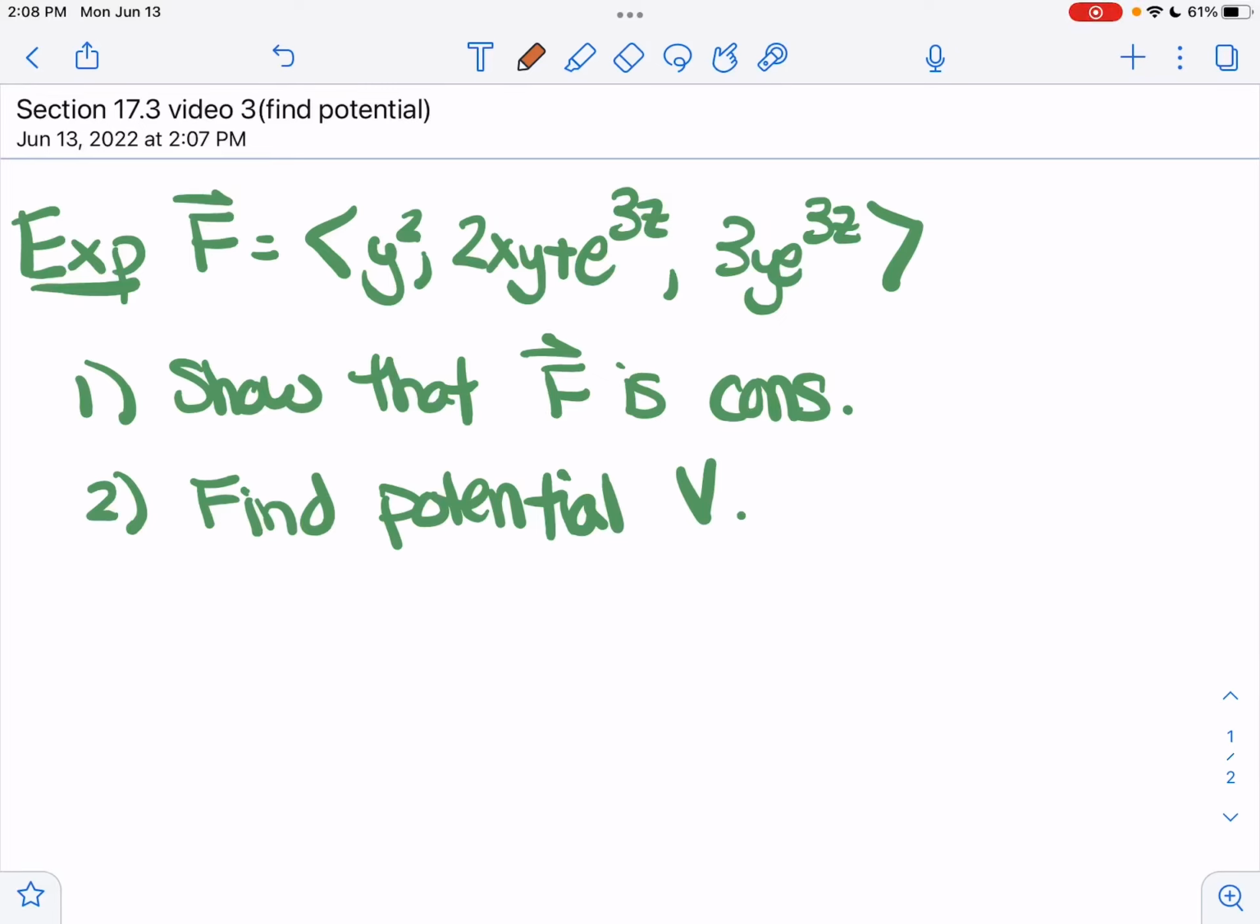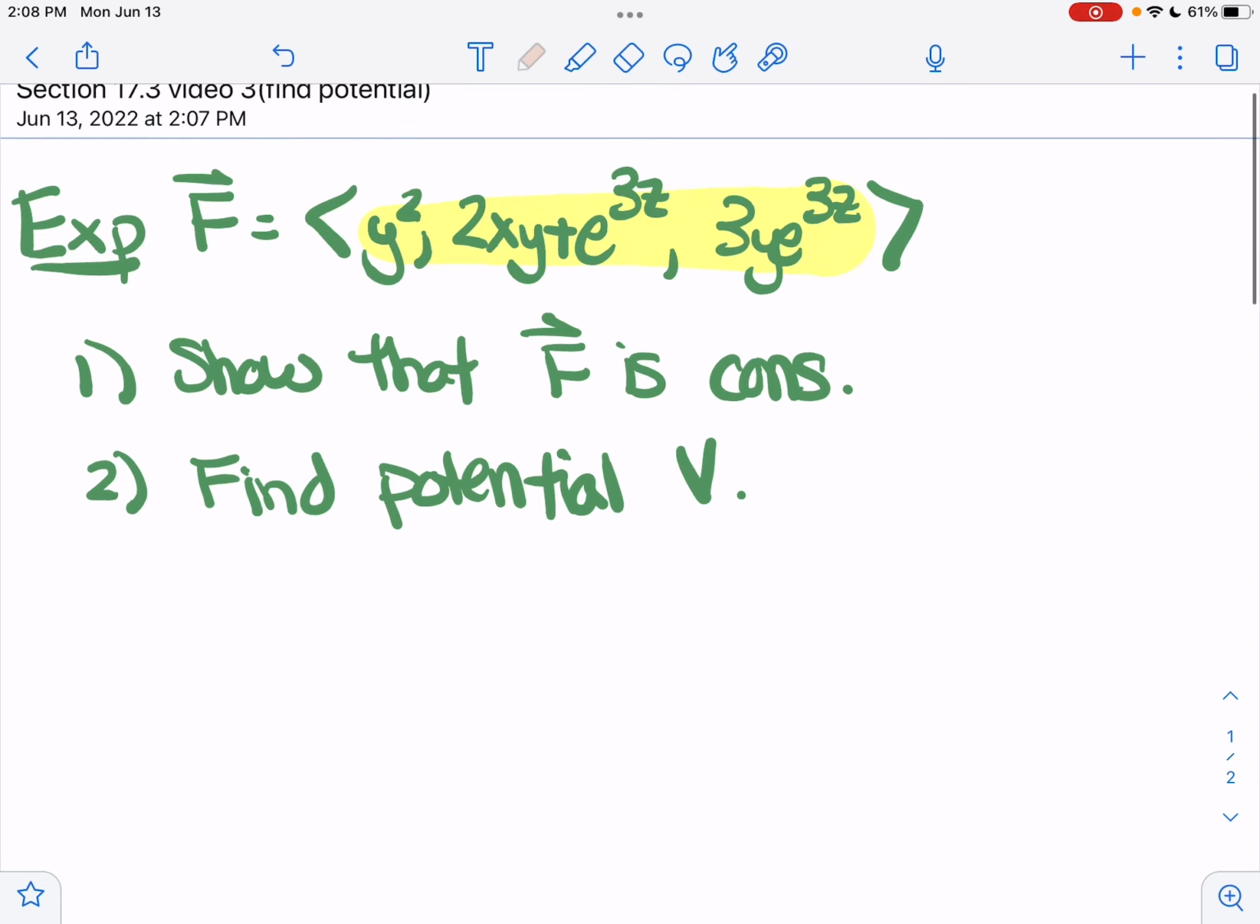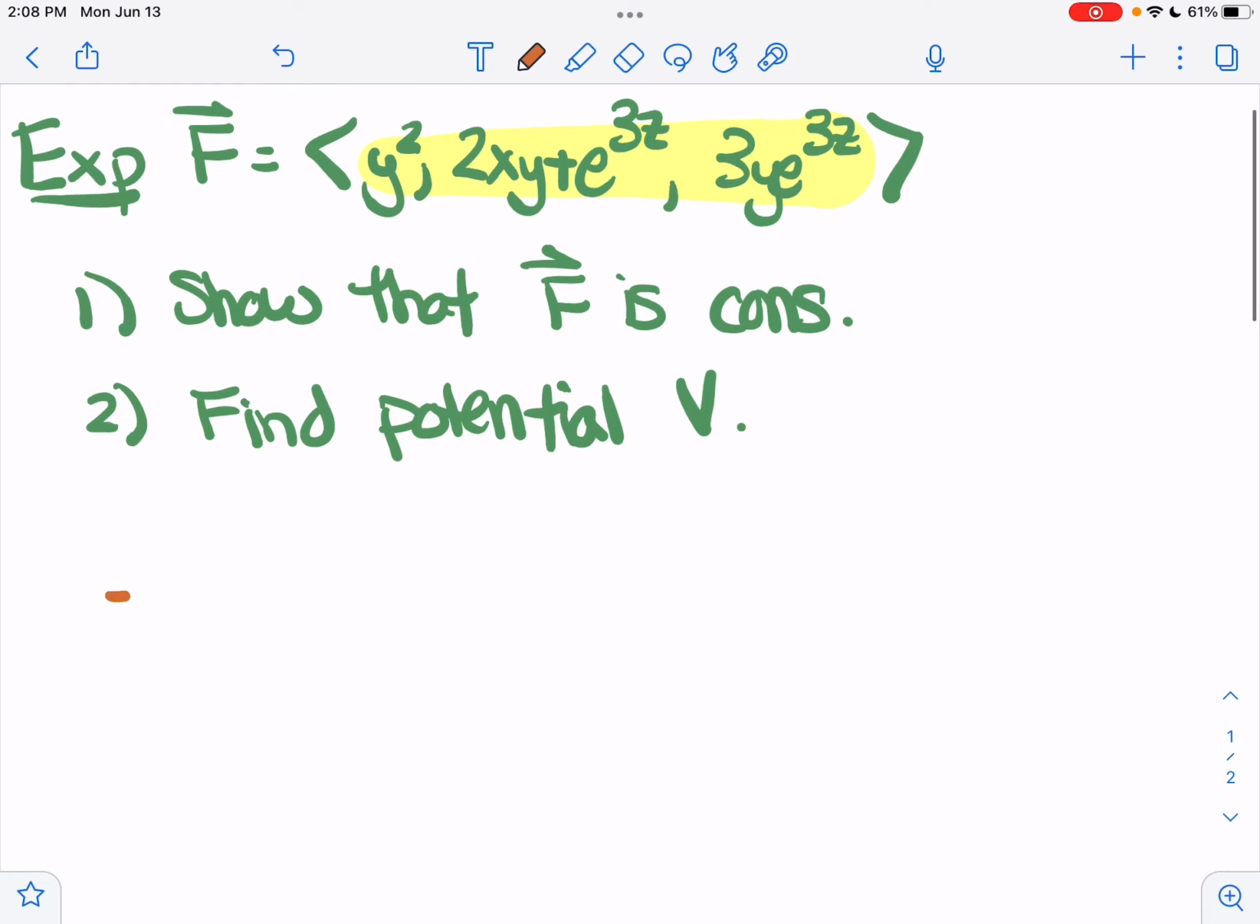In the previous examples, we had vector fields of length 2. This is a vector field with 3 components. I wanted to show you how to deal with the issues we're dealing with in that situation. So the first part says show that this is conservative. We know that this will be conservative if its curl is equal to 0.